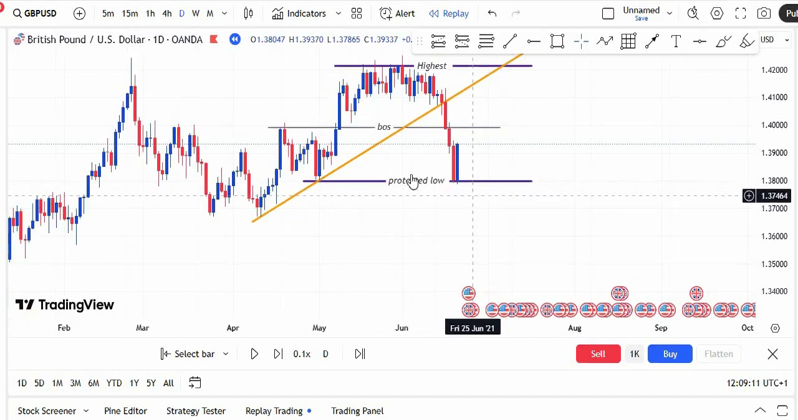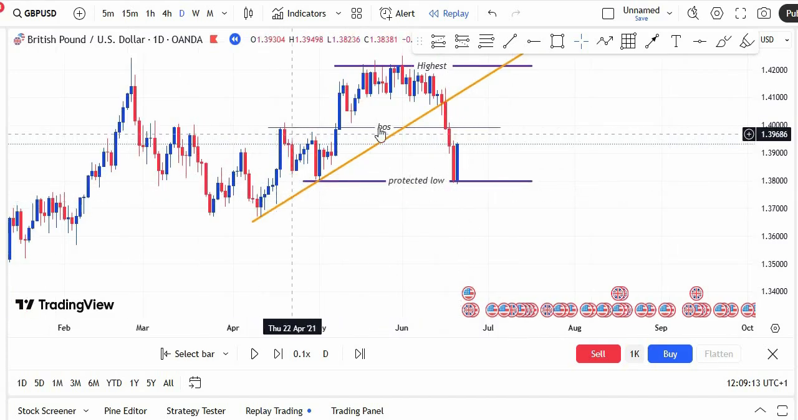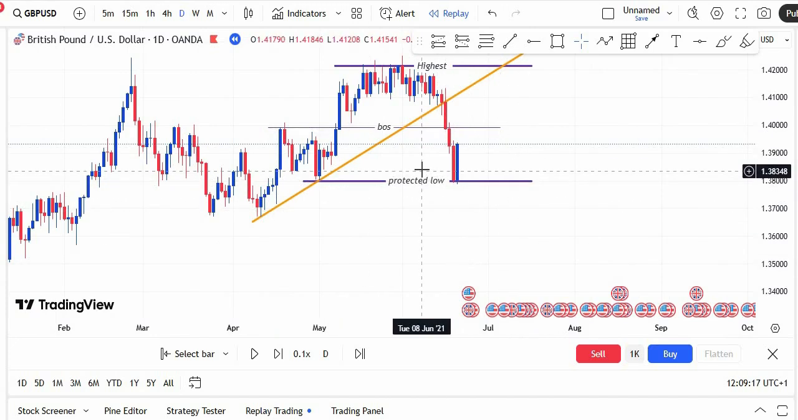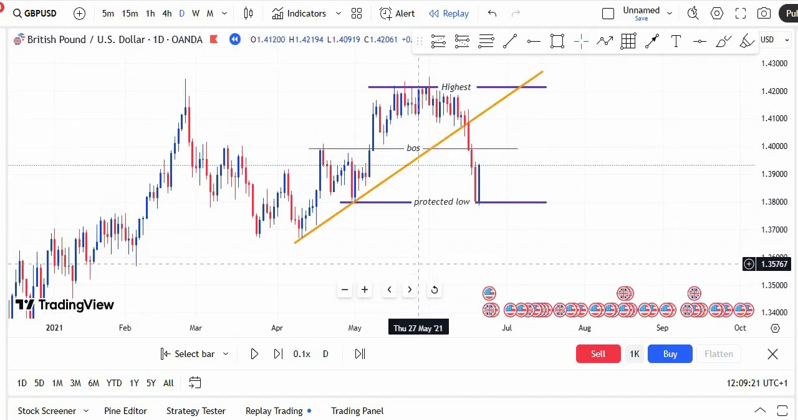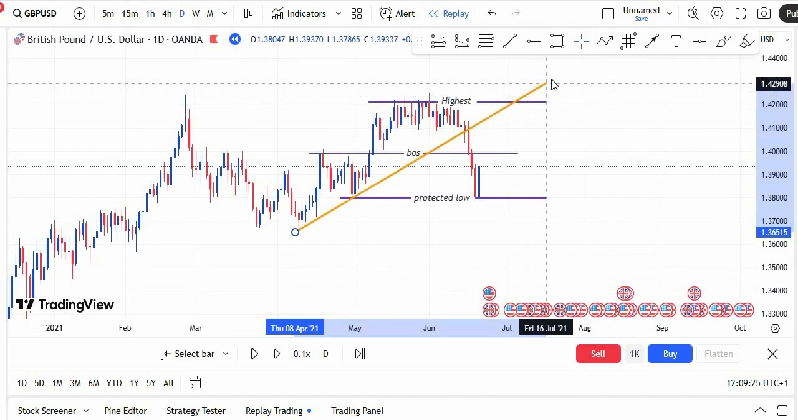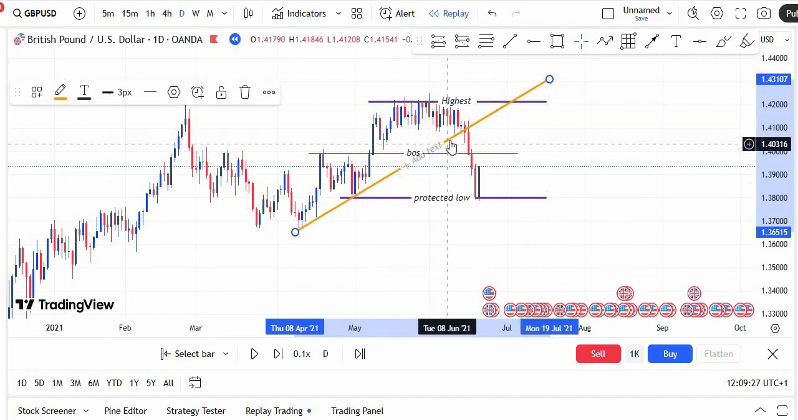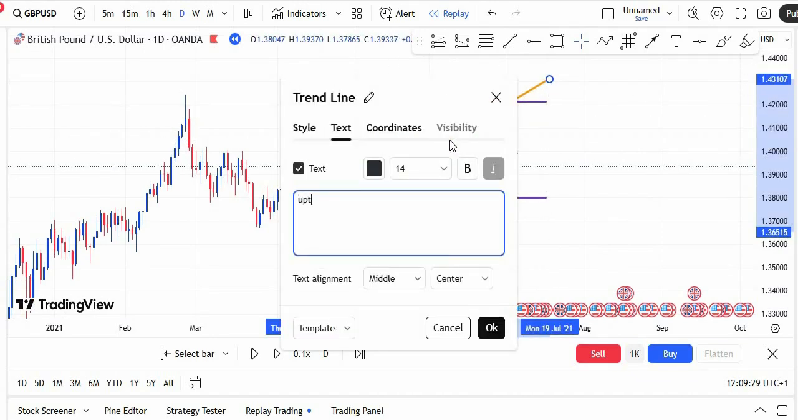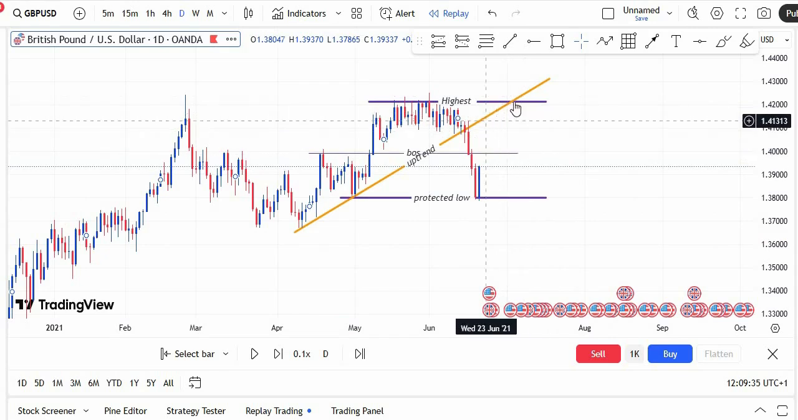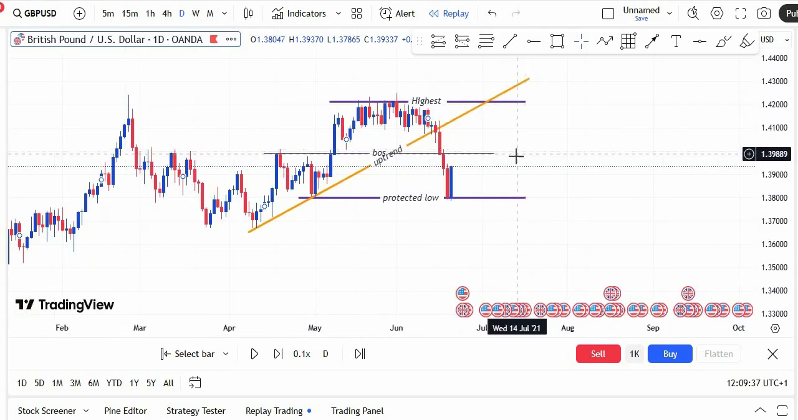It was now retested. So now the market wants to come to this break of structure and break the protected low, because now we have a 70% chance that the market is going to the downside. So now we understand that this trend line is no more a valid uptrend. This is an uptrend, it's no more valid. It's not going to be a kind of support to the downside.